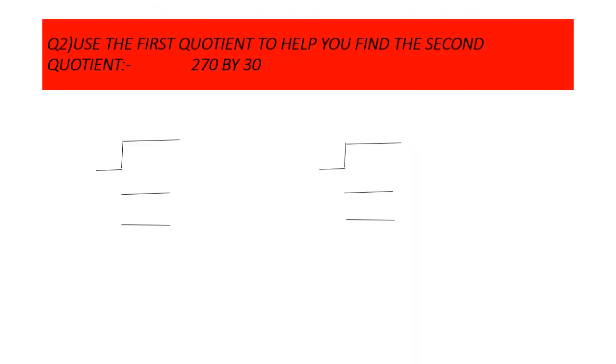Further, children, you might be facing this kind of question also, where the question will be written as: use the first quotient to help you find the second quotient. Okay, I'm reading the question again for you. We have to use the first quotient to help us find the second quotient. How can we do this? And the quotient which we have taken is 270 by 30. Okay, for this, let me show you the solution.